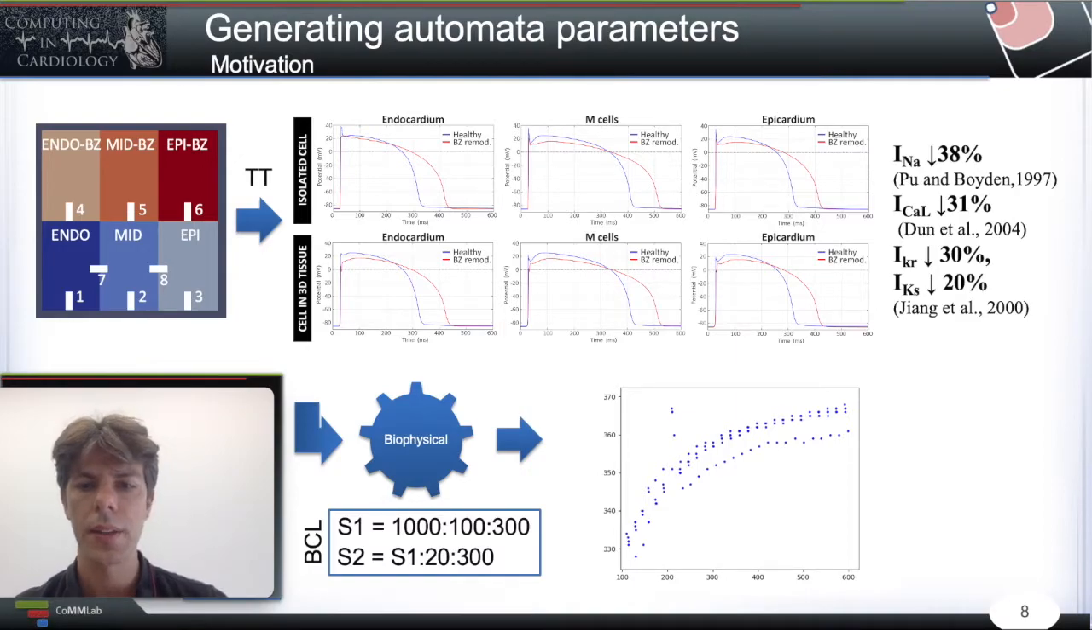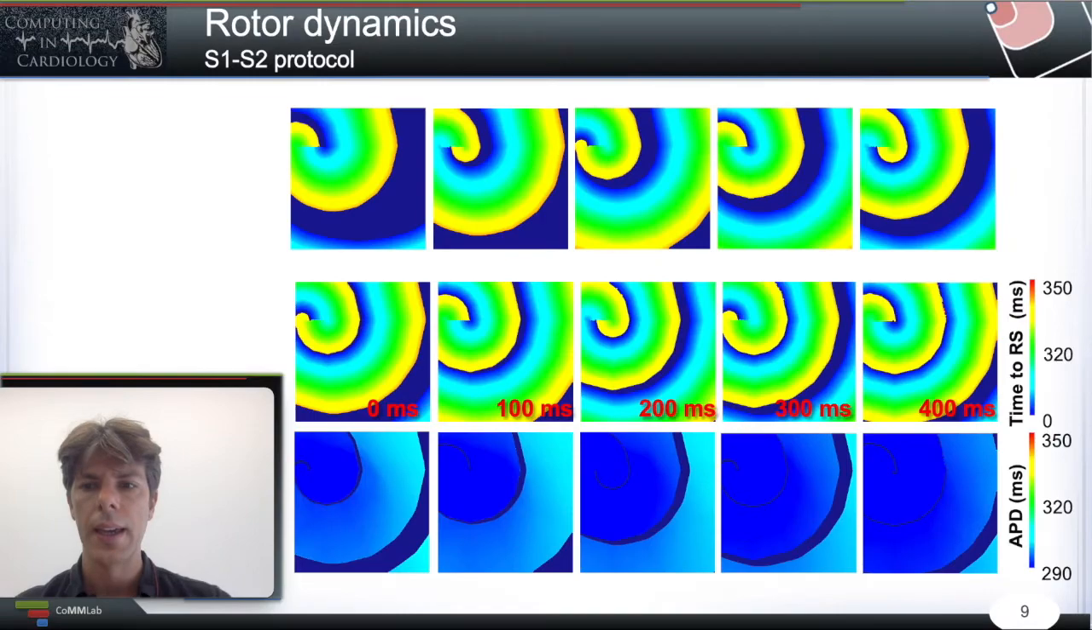Once we have all that, we perform an S1, S2 protocol with different parameters, so that we first stabilize the model at a given rate that went from 1000 to 300, and then we perform an S2 stimulus in order to obtain, for different diastolic intervals and different resting states, the next action potential duration, and we incorporate that into the automata. With that automata, we perform simulations.